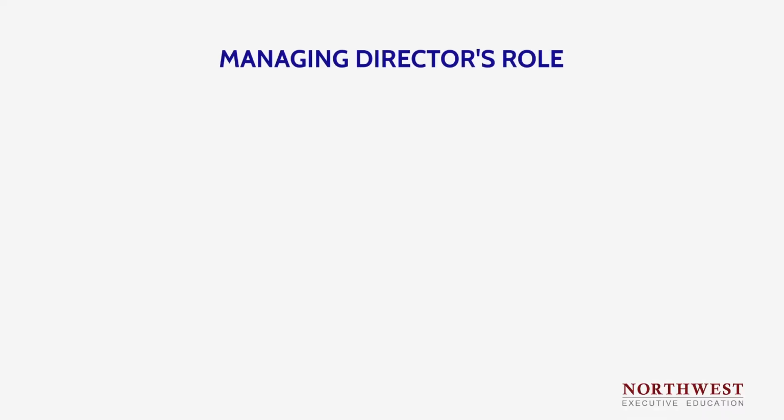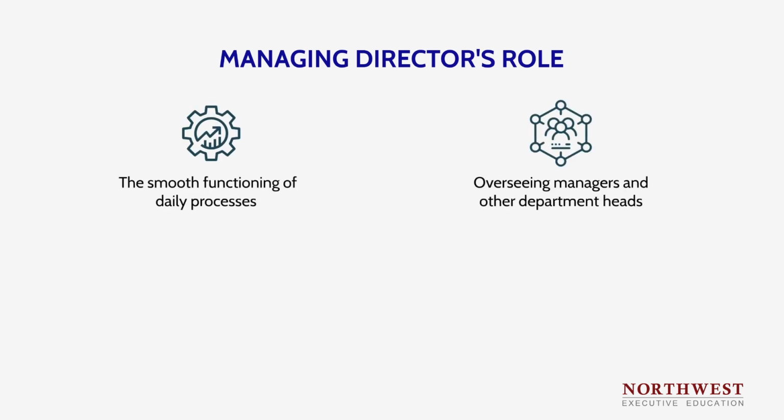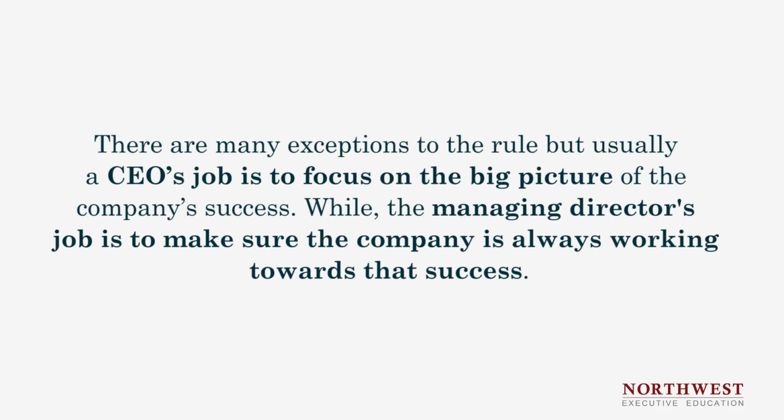While a managing director's role is dependent on the company, usually their role involves the smooth functioning of daily processes, overseeing managers and other department heads, and liaising with the shareholders. There are many exceptions to the rule, but usually a CEO's job is to focus on the big picture of the company's success, while the managing director's job is to make sure the company is always working towards that success.